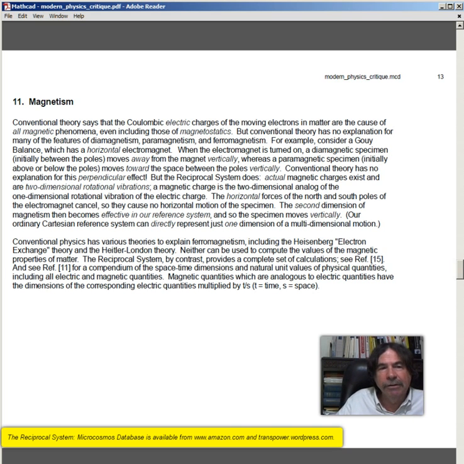Conventional physics has various theories to explain ferromagnetism, including the Heisenberg electron exchange theory and the Heitler-London theory. Neither can be used to compute the values of the magnetic properties of matter. The reciprocal system, by contrast, provides a complete set of calculations. See reference 15. And see reference 11 for a compendium of the space-time dimensions and natural unit values of physical quantities, including all electric and magnetic quantities. Magnetic quantities, which are analogous to electric quantities, have the dimensions of the corresponding electric quantities multiplied by t over s, where t equals time and s equals space.